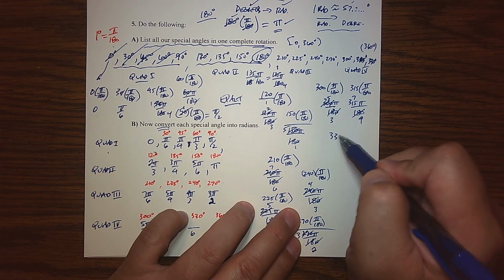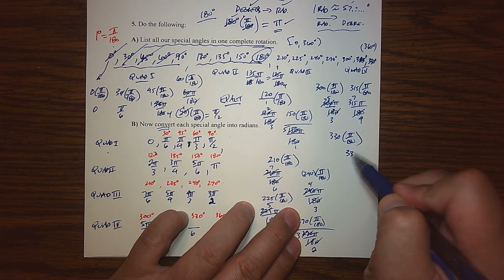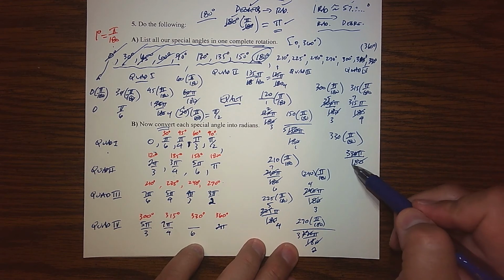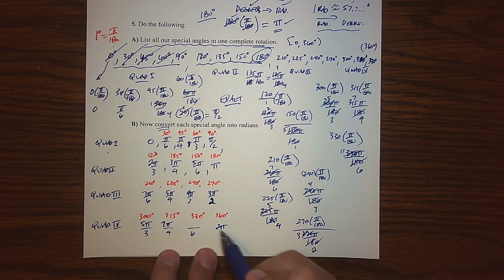And then last but not least, 330 and pi over 180. This is 330 pi over 180. The zeros again cancel out. And let's divide everybody by 3. So 3 goes into 18 6 times, goes in there 11 times. So we have 11 pi over 6.